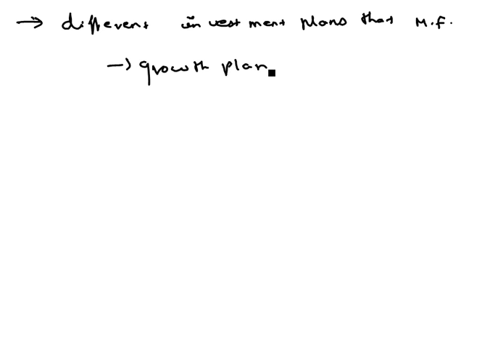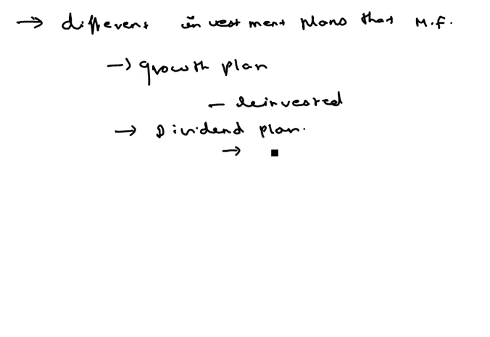In the growth plan, what happens is it's a plan wherein the returns from the investments are reinvested. Returns are reinvested, and very few income distributions will happen. In the case of dividend plan, what happens is the income is distributed from time to time. There is no reinvestment happening here. Whatever income is there, it will be redistributed from time to time.